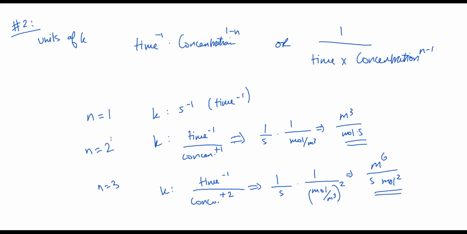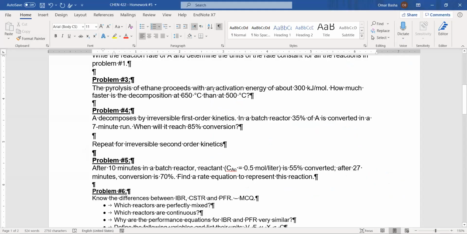Let's look at number 3. The pyrolysis of ethane proceeds with an activation energy of about 300 kilojoules per mole. How much faster is the decomposition at 650 than at 500? So again, this problem is also in your slides. It involves the equation comparing the reaction rates. And you should expect this type of thing to show up.